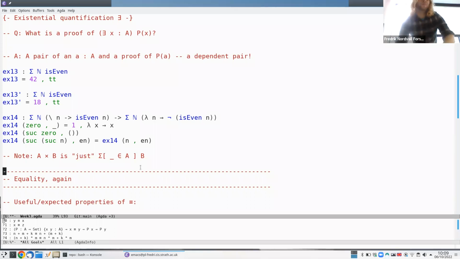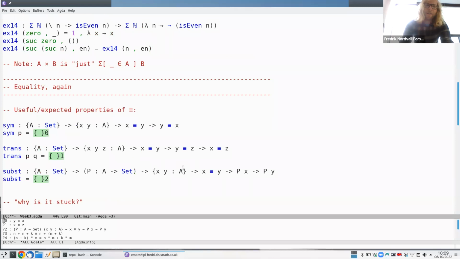First of all, there are certain things you would expect of equality for it to really be called equality. You would expect it to be symmetric, meaning that if x is equal to y, then also y is equal to x. You would expect it to be transitive, meaning that if x is equal to y and y is equal to z, then already x is equal to z. You can do it in two steps, you can do it in one step.